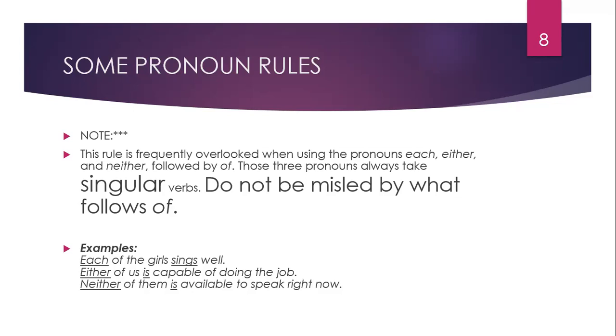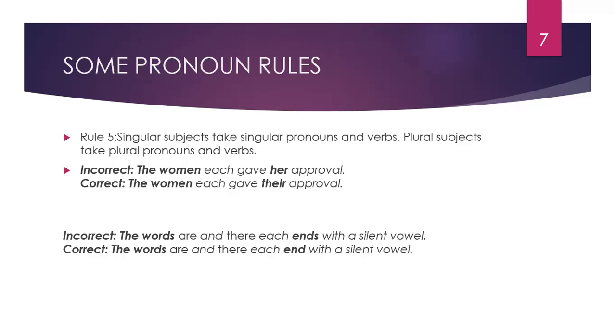So each of the girls sings, well, singular. Even if there are 1,000 girls, because you started with each of, the verb is going to be singular, sings. Either of us is, not either of us are. Neither of them is, not neither of them are. So if you have the construction each of, either of, then even if the subject is plural, the verb is going to be singular.